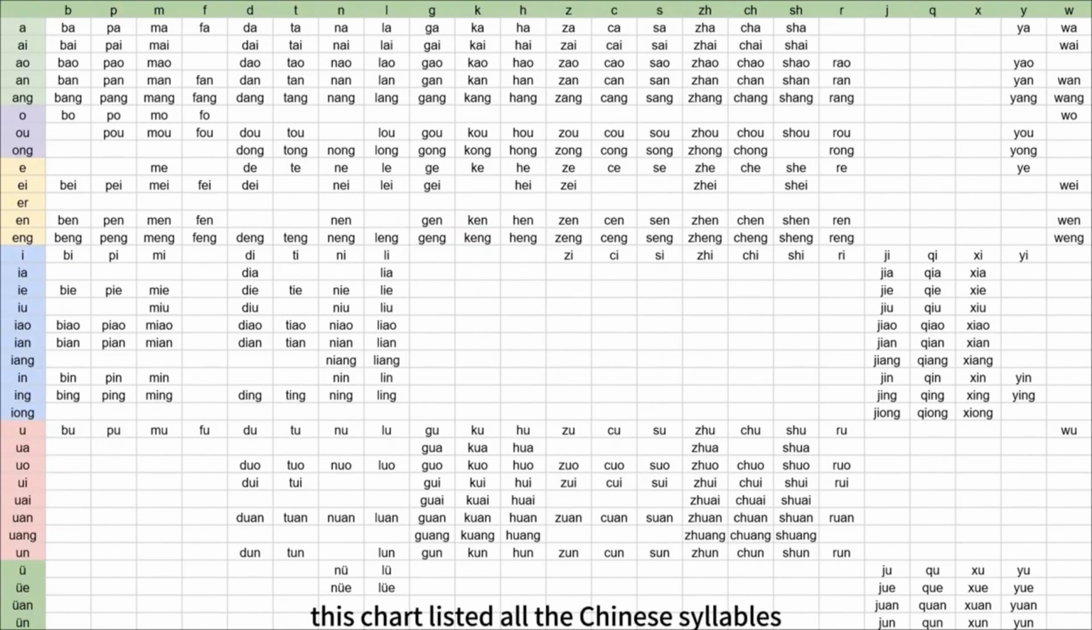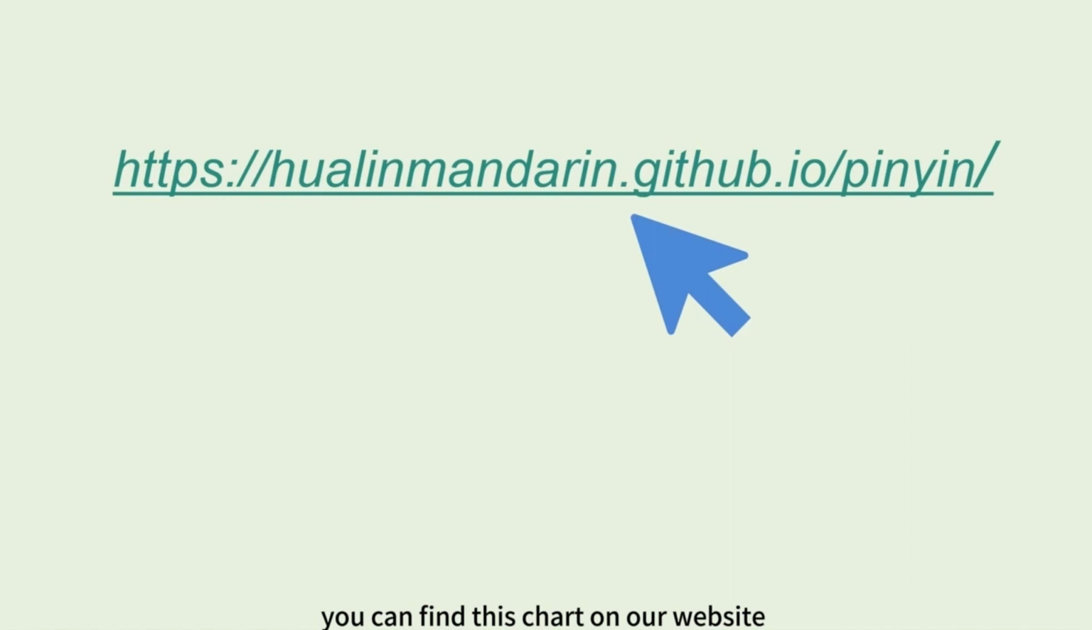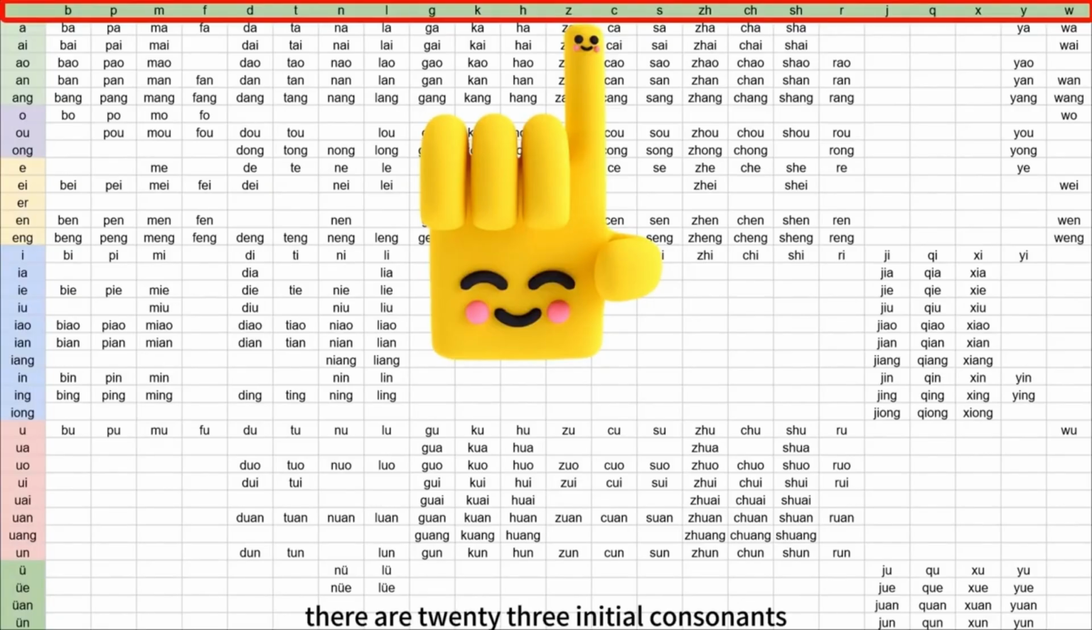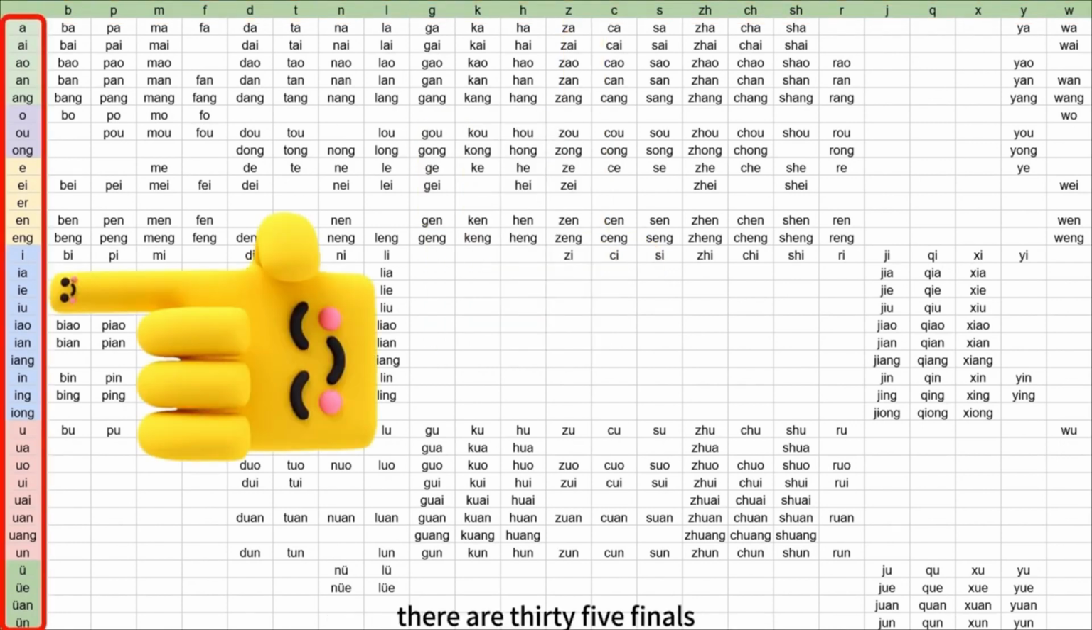This chart listed all the Chinese syllables. You can find this chart on our website, hualinmandarin.github.io. There are 23 initial consonants displayed in the first row in this chart. There are 35 finals displayed in the first column in this chart.